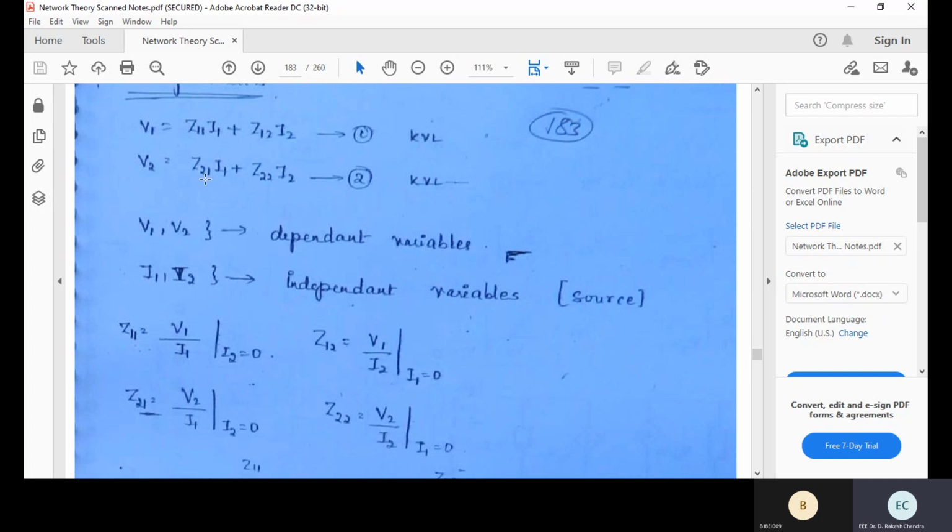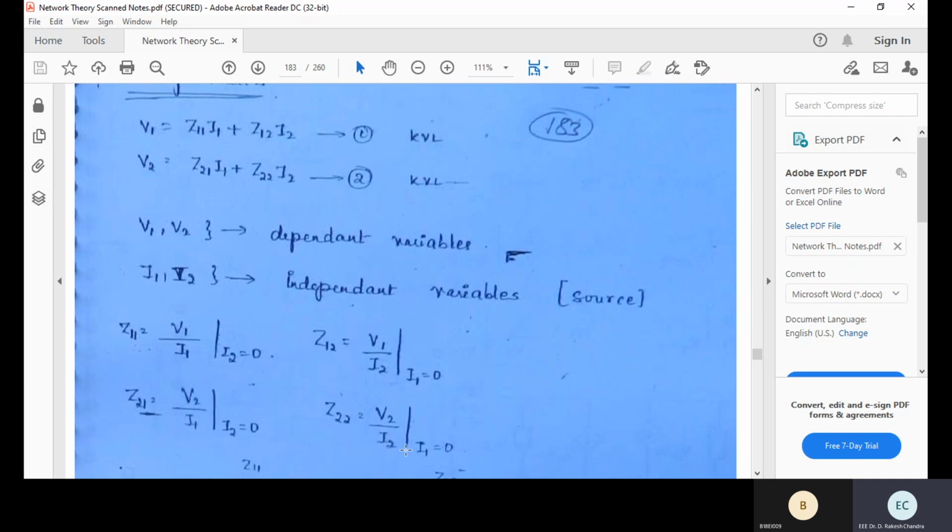Similarly, if you want to calculate Z21, Z21 is equal to V2 by I1 provided your I2 is equal to 0. I2 is equal to 0 means secondary open. Similarly, Z22 is equal to V2 by I2 provided your I1 is equal to 0. You have to make I1 equal to 0, then you can find this. What do you mean by I1 is equal to 0? I1 is equal to 0 means primary side is open circuited.